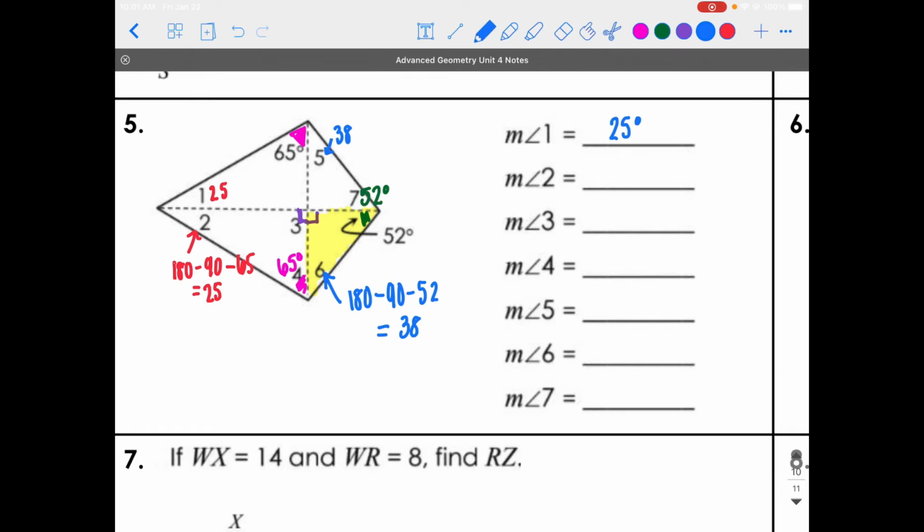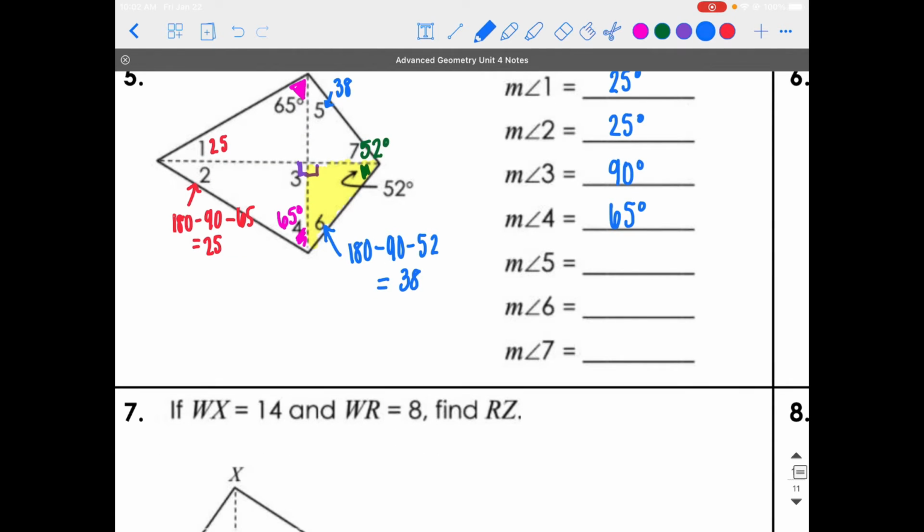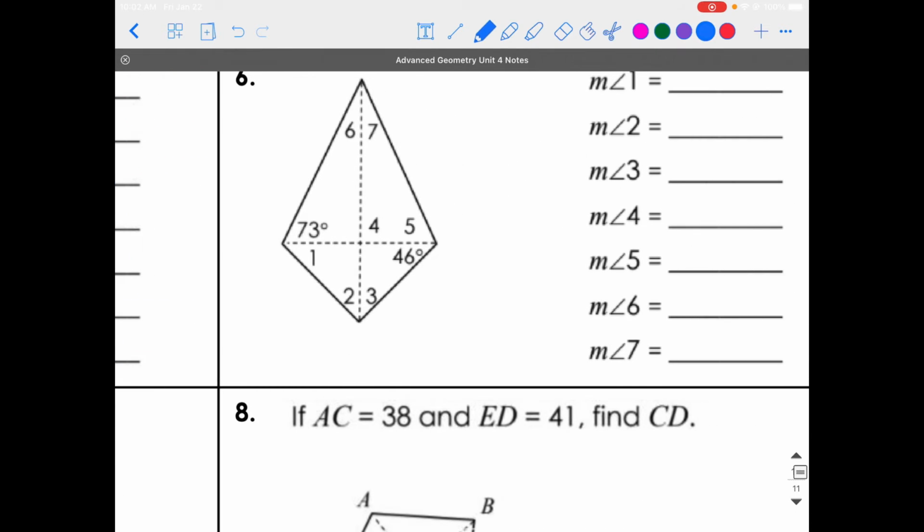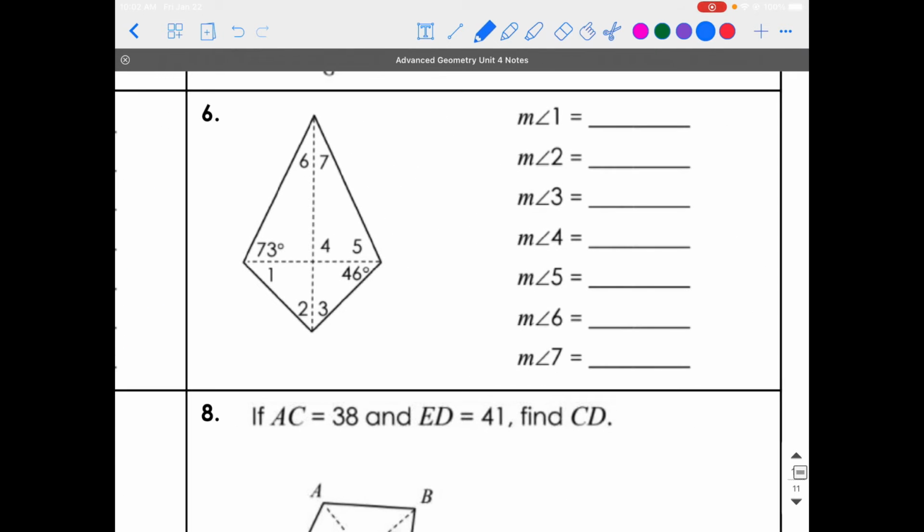So angle 1 is 25, 2 is 25, 3 is 90, angle 4 is 65, angle 5 is 38, angle 6 is 38, and angle 7 is 52. So I want you to pause the video and try number 6. It's very similar. I'm just going to jot the answers down.